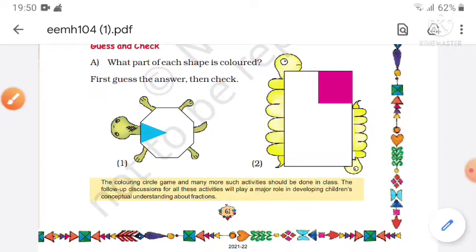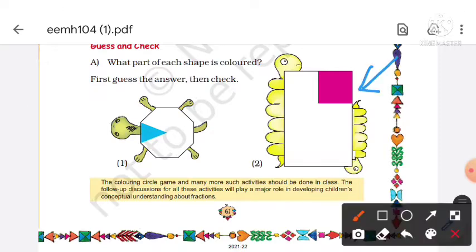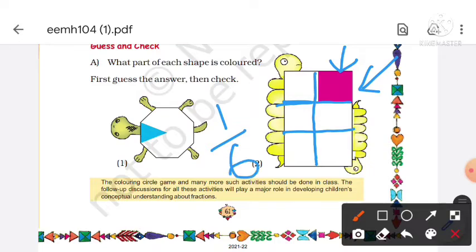Now look at the next figure here. In this figure, if you see, it is a type of rectangle. Now if we break or divide the shape into 6 equal parts, then we can say that only one part is colored in pink. So we can say that 1 by 6 of the shape is colored.